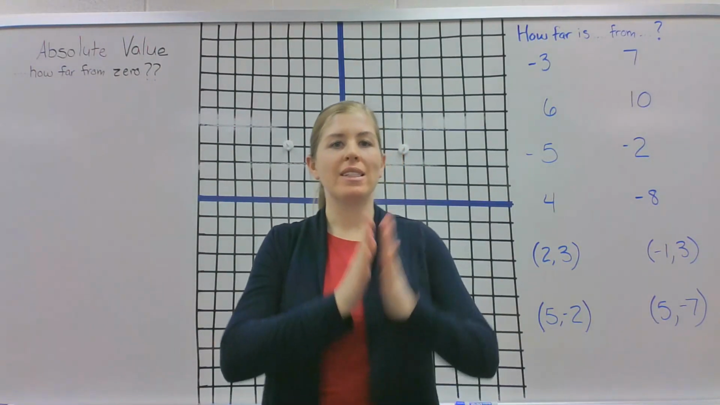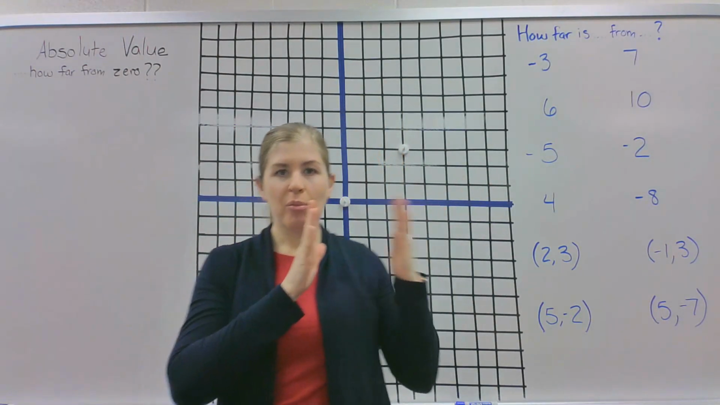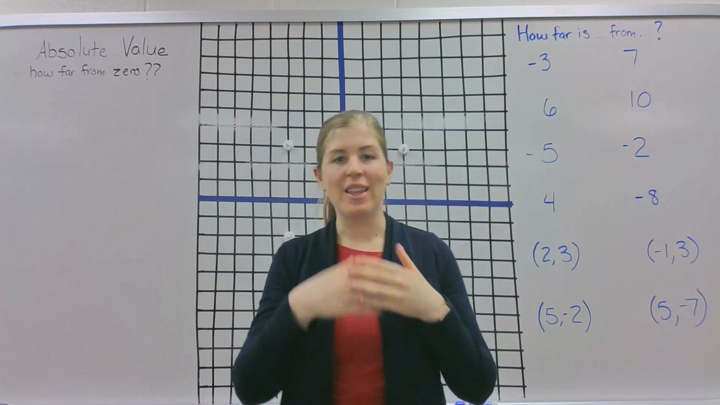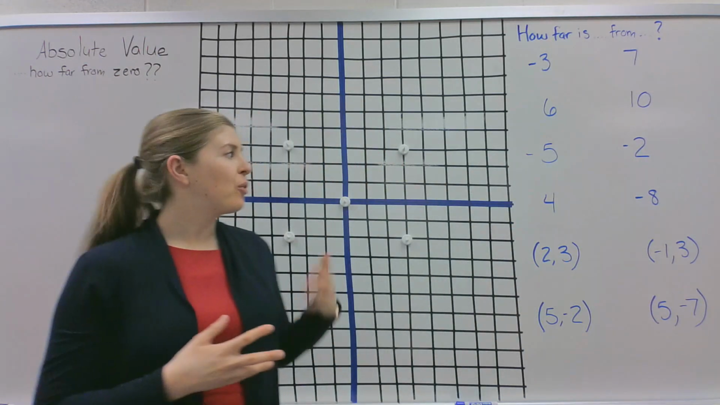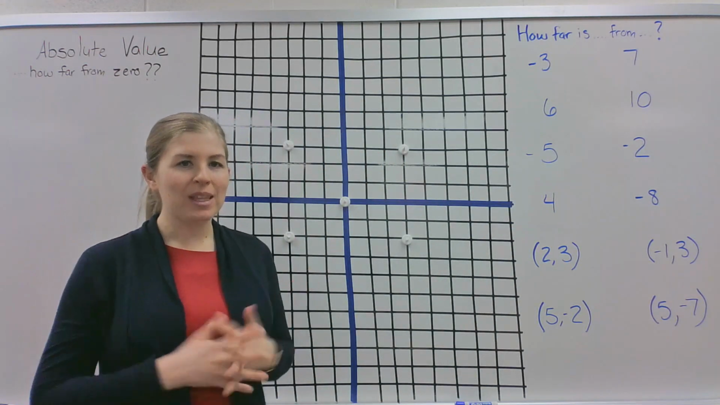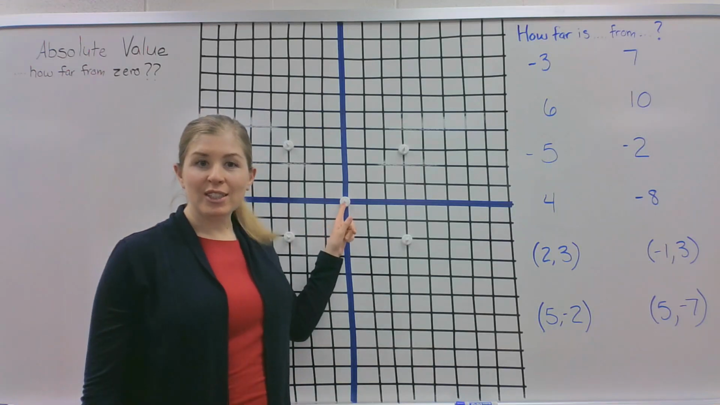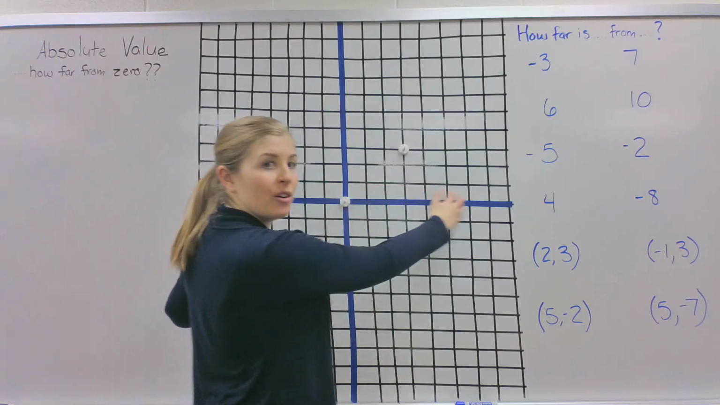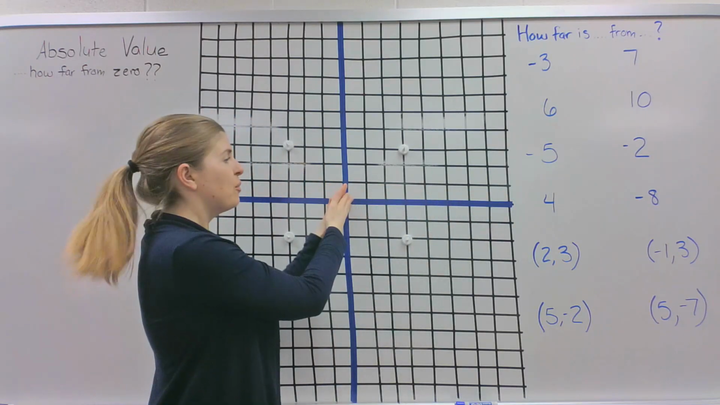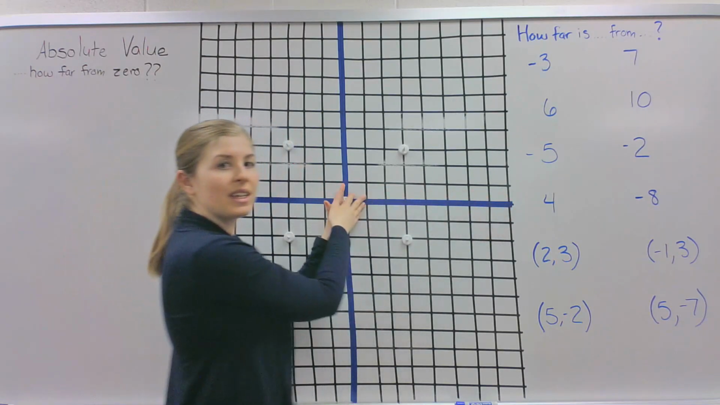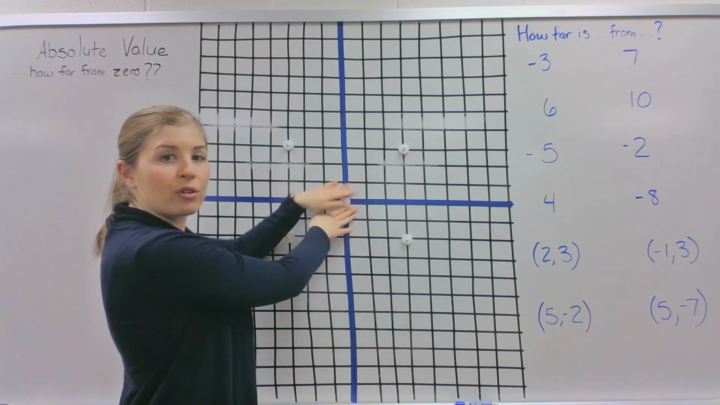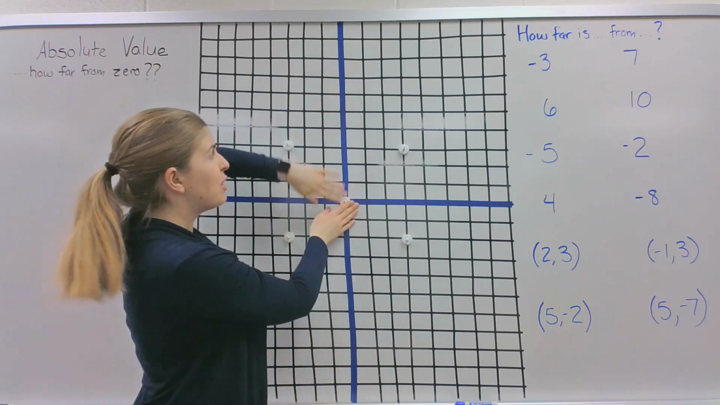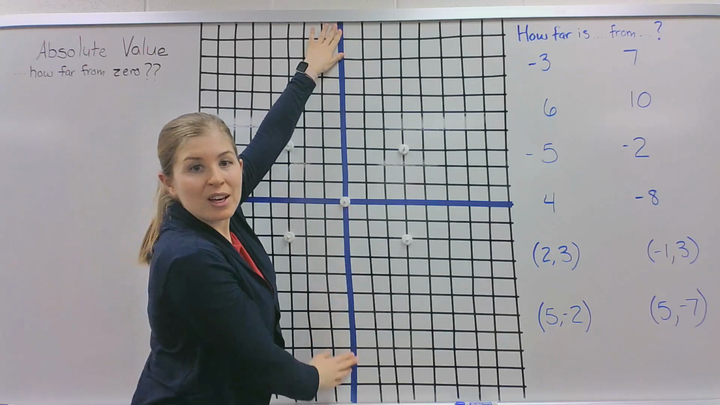Absolute value means how far away is that number from zero? What's the value, that distance? So I have a coordinate plane to help with some of the examples. We know that this is the origin, 0, 0. If we're doing a horizontal number line, we know these are positive numbers and these are negative numbers. And if we're doing a vertical number line, going up is positive, going down is negative.